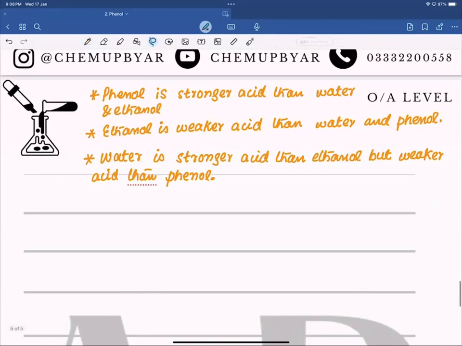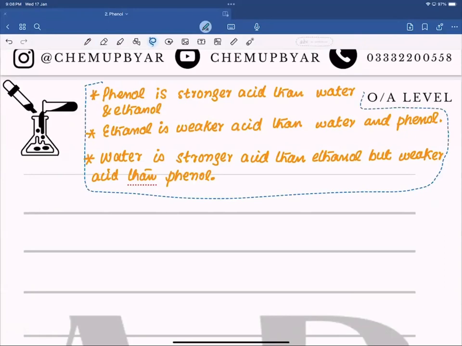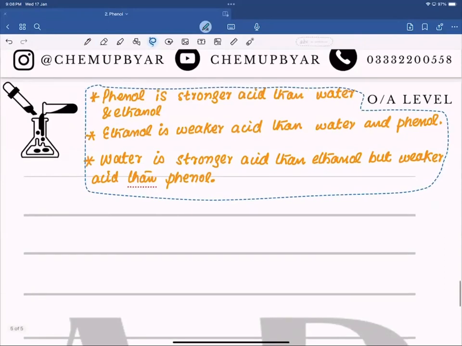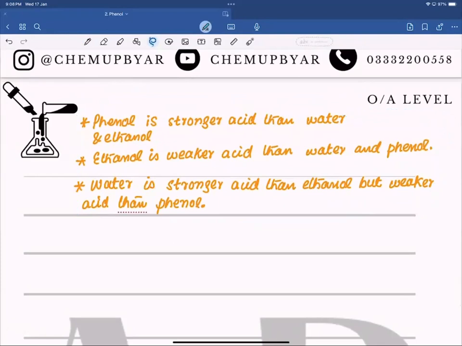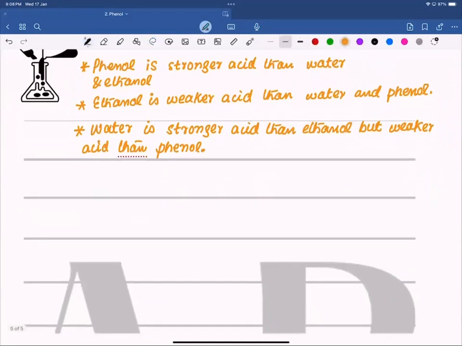Now we have to understand the reasoning behind this. What makes phenol a stronger acid and what makes ethanol the weakest acid? It clearly means that if I have a solution of phenol, water, and ethanol, phenol has a higher concentration of hydrogen ions than water and ethanol, and water has a higher concentration of hydrogen ions than ethanol. That's why phenol is the strongest. Water is an intermediate strength acid, and ethanol is the weakest acid.